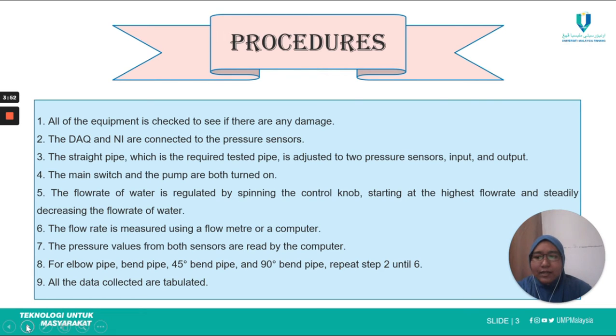Sixth, the flow rate is measured using a flow meter or a computer. Seventh, all the pressure values from both sensors are read by the computer. Eighth, for the elbow pipe, bend pipe, 45-degree bend pipe, and 90-degree bend pipe, repeat step 2 until 6. Ninth, all the data collected are tabulated.